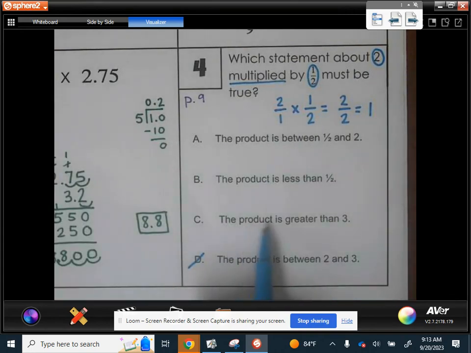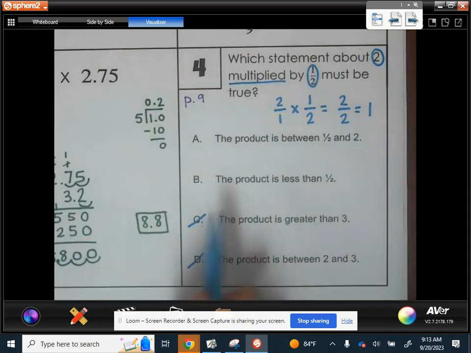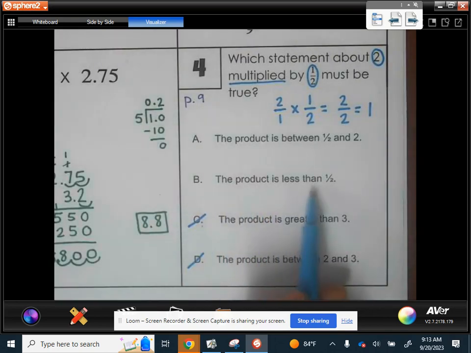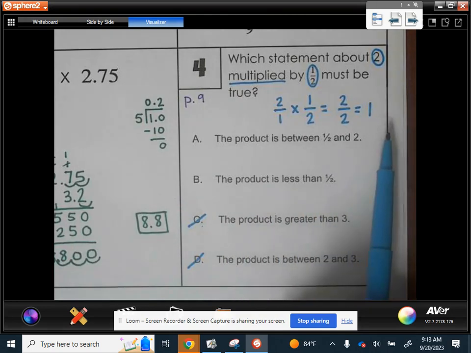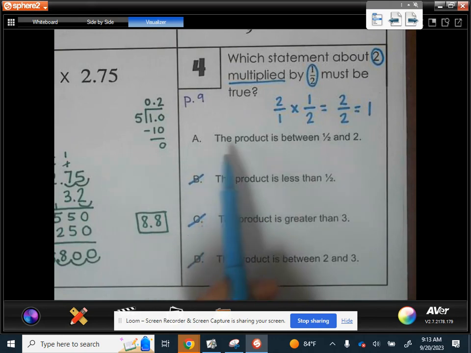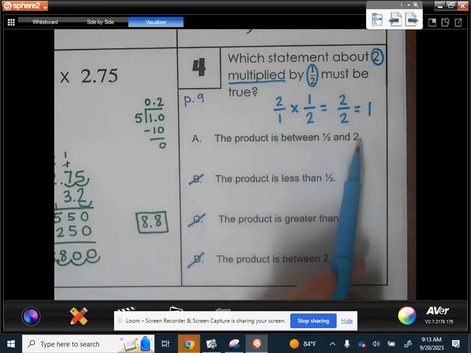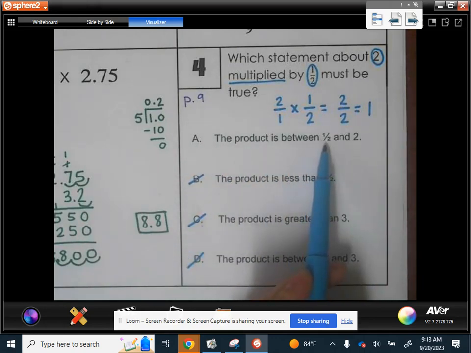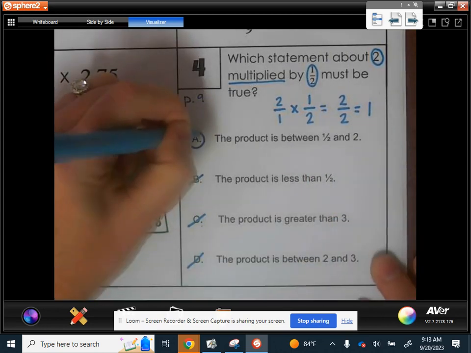This one says the product is greater than 3. 1 is definitely not greater than 3. B says the product is less than 1/2. A whole is bigger than a half, not less than a half, so that's not true either. And then A says the product is between 1/2 and 2. So remember, that means it's bigger than 1/2, but not as big as 2. And that is true. 1 whole is bigger than a half, but it is not as big as 2. So A is our answer for that.